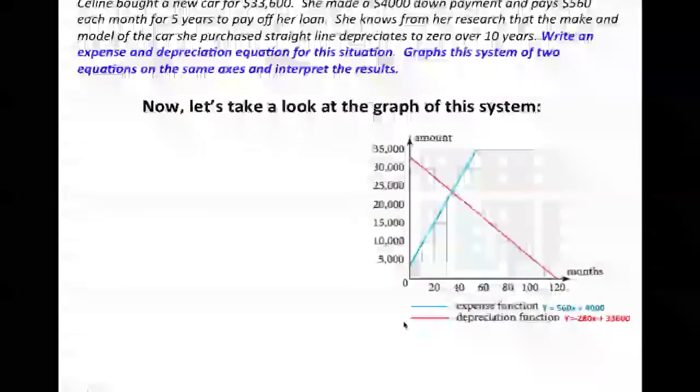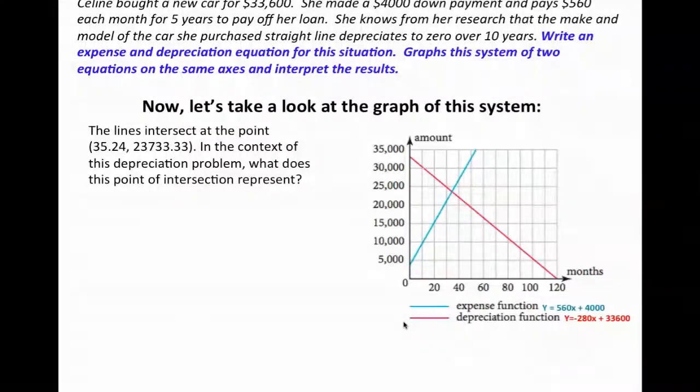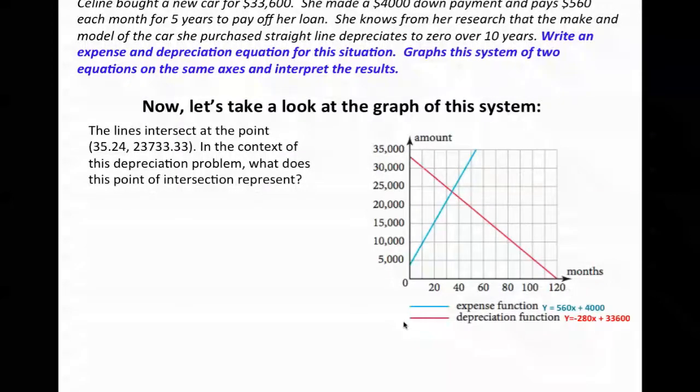And the blue line here is my expense. It has positive slope. And what I love about this now is, ordinarily in an algebra class, you would have them plot two graphs, tell me where it intersects, we move on to another lesson. But in this class, this graph tells a story. And let's listen to the story. The graph intersects at the point 35.24 and 23,733 about. In the context of the problem, what is that point? Think about it.